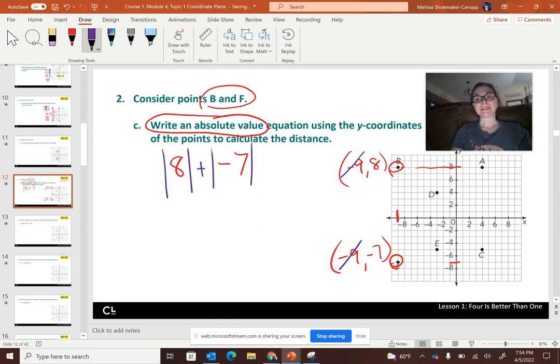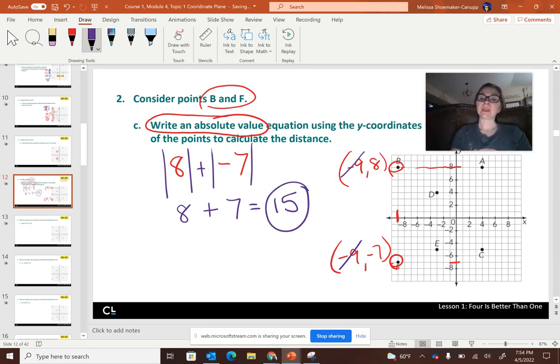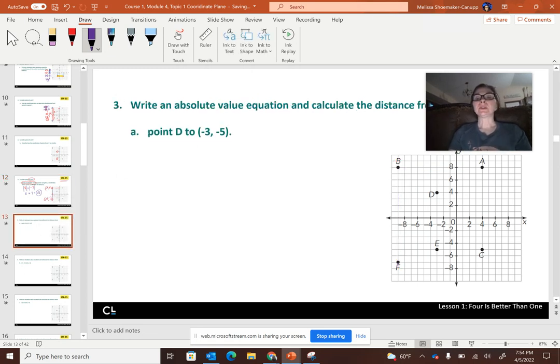Absolute value is the distance from 0. That's all it is. And we always measure distance in a positive way. So the absolute value of 8 is 8. The absolute value of -7 is 7. So we know those are 15 units away from each other. Okay. And if I were to count this out, it would be 15. Okay. I am going to do another one.